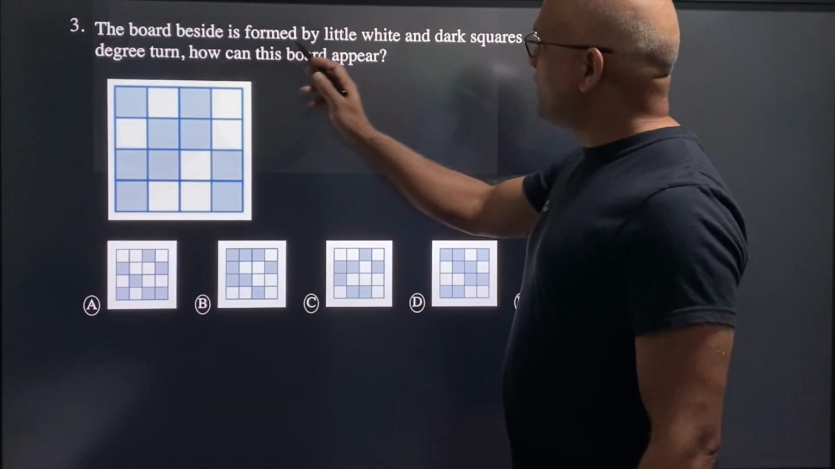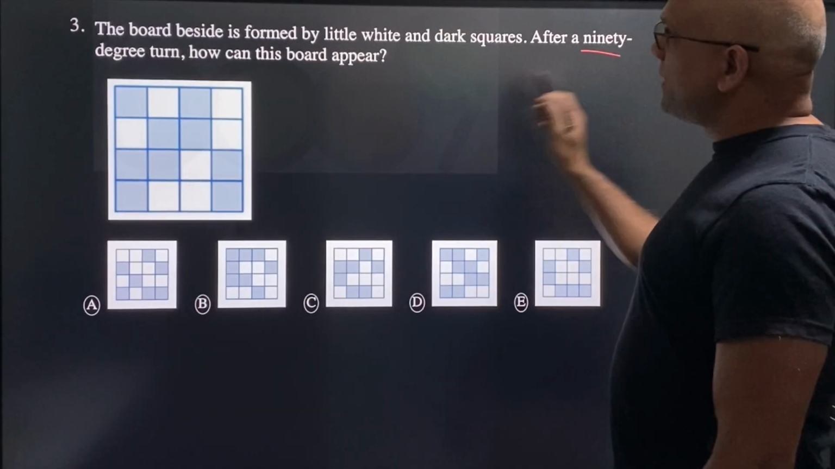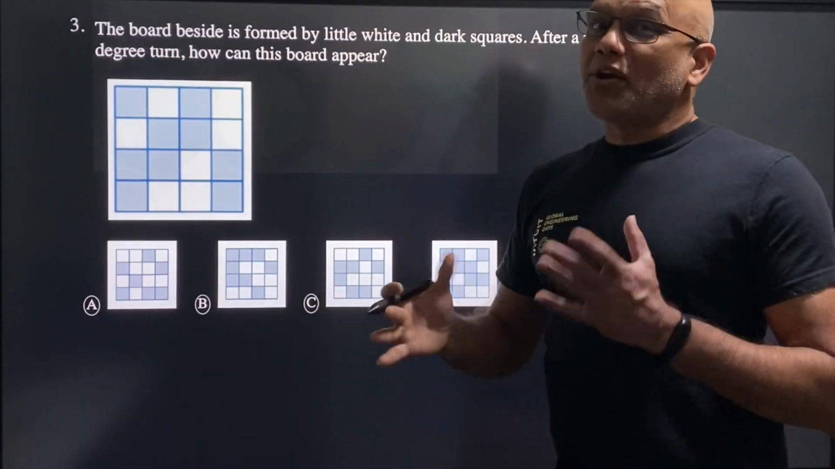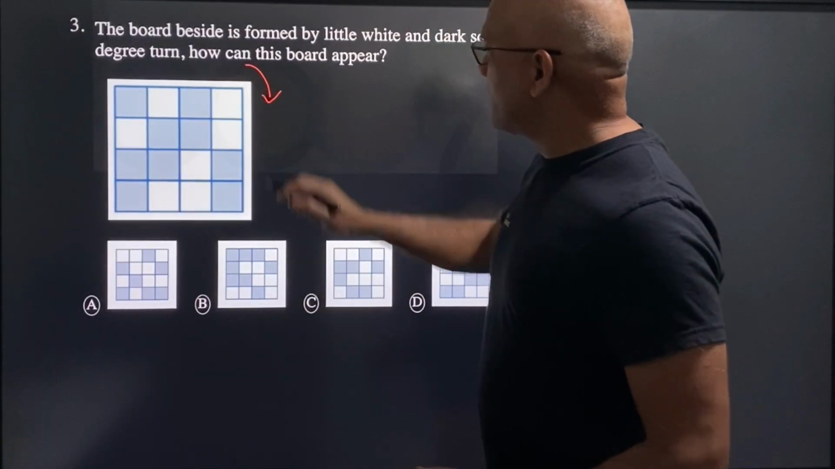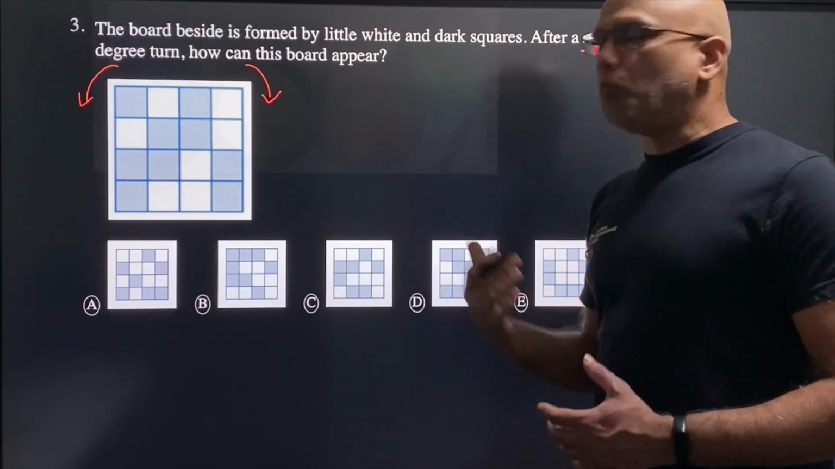The board beside is formed by little white and dark squares. So this is the board. After a 90-degree turn, how can this board appear? So I have to turn it 90 degrees, but I don't know whether I'm turning it like this or like this. So I have to check both.